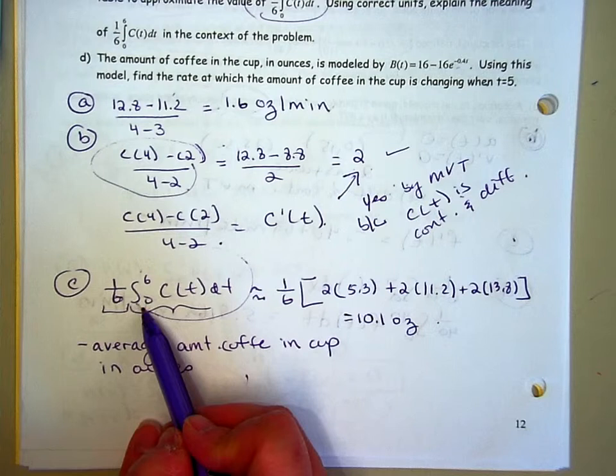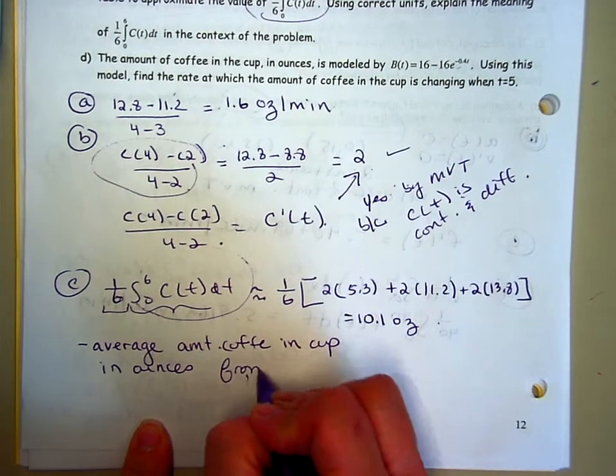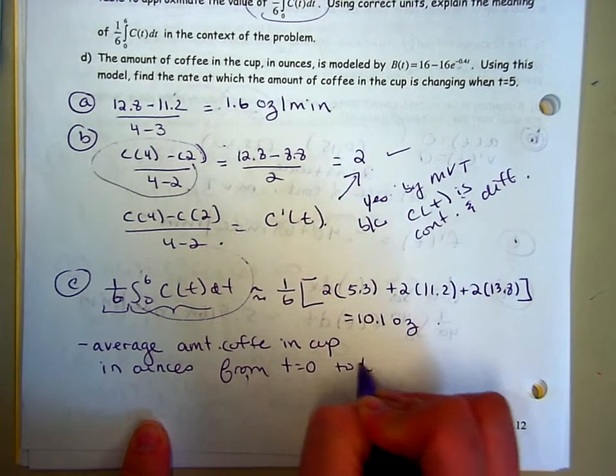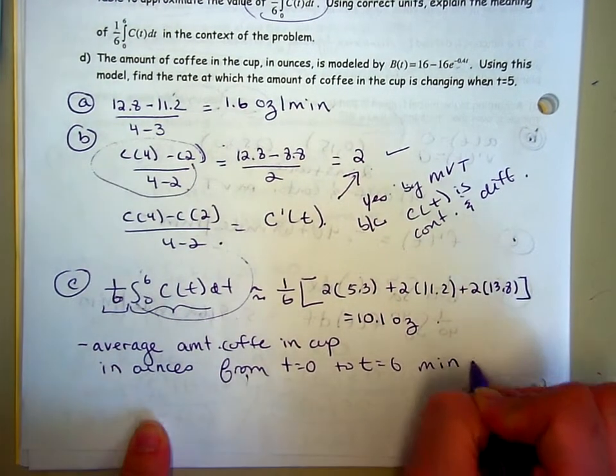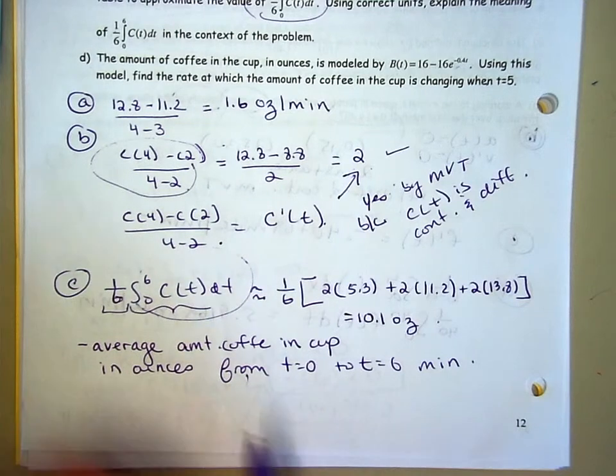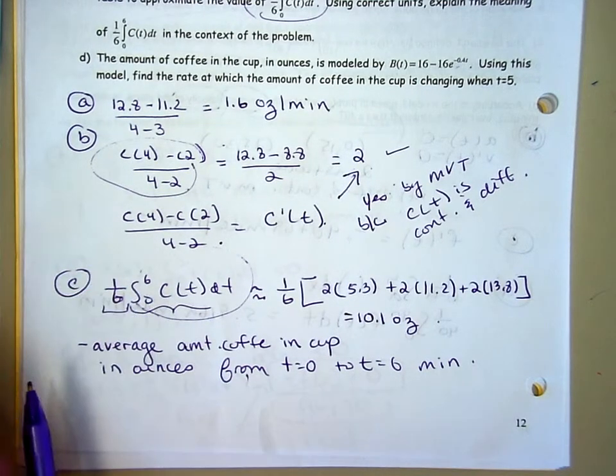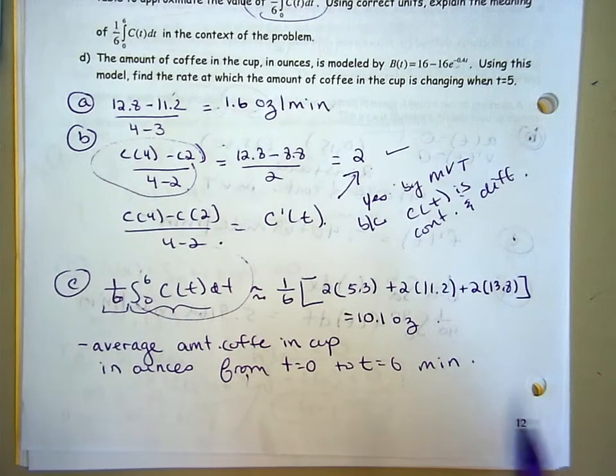And then what do these bounds mean? From t equals 0 to t equals 6 minutes. Make sure you are explaining that it goes from 0 to 6 minutes. It is not at exactly 6 minutes. It is an interval that it's happening on.